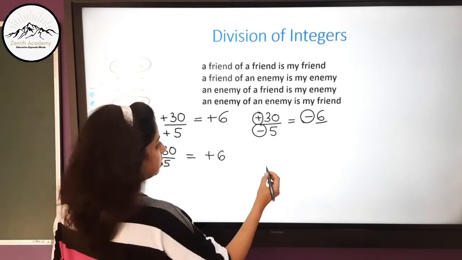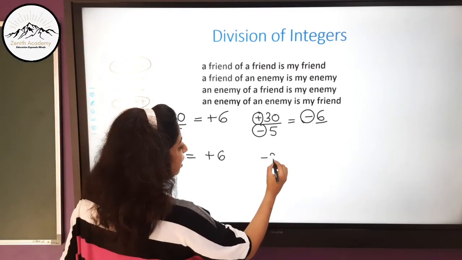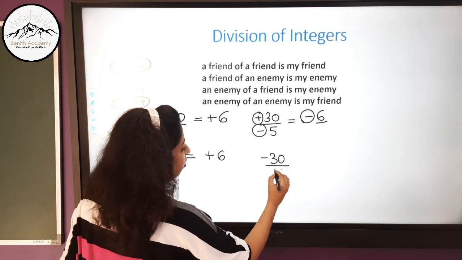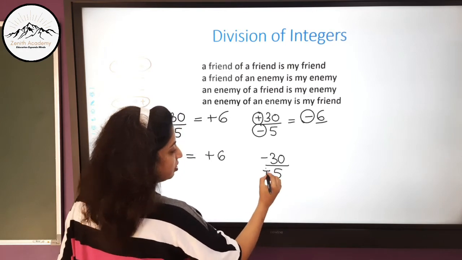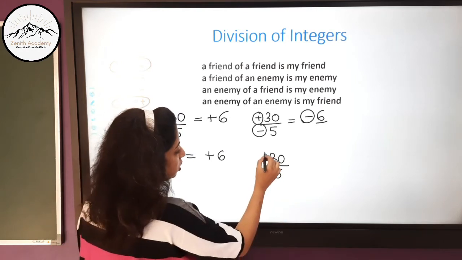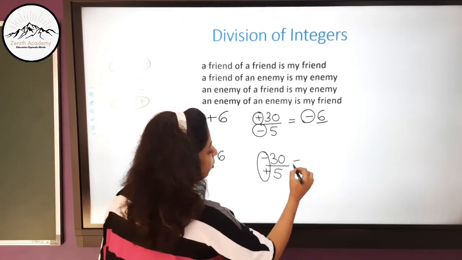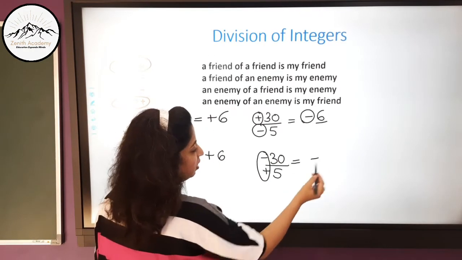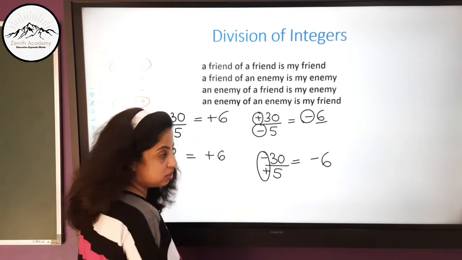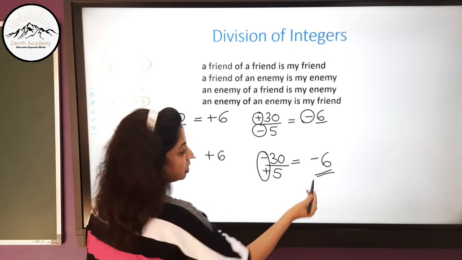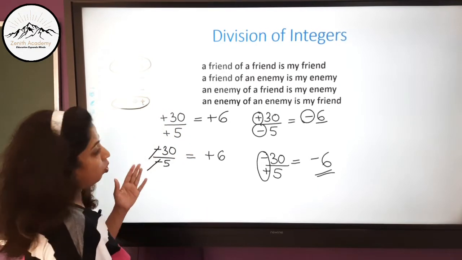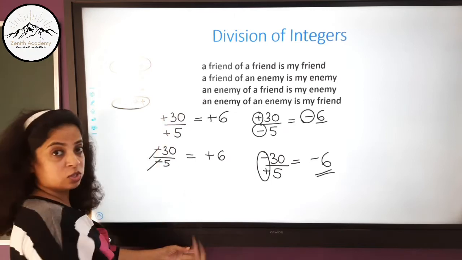Similarly, if you have minus 30 upon 5, 5 is nothing but plus 5. So both the signs are different. So I will put a negative sign, and 30 divided by 5 is 6. So I will get minus 6 as an answer. I hope you have understood the rules of division also very well.